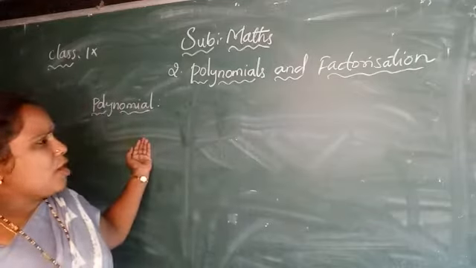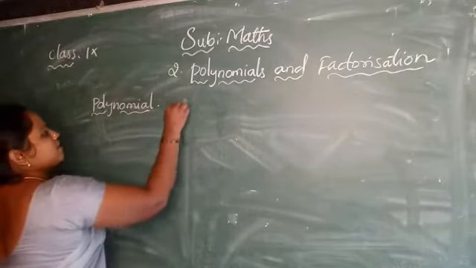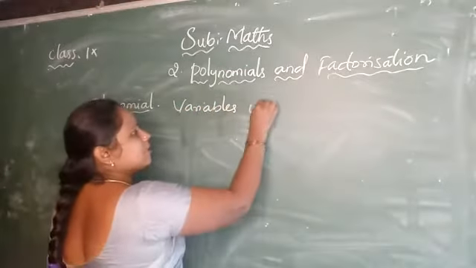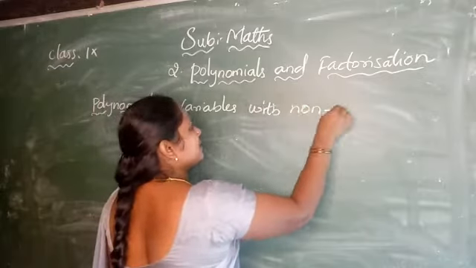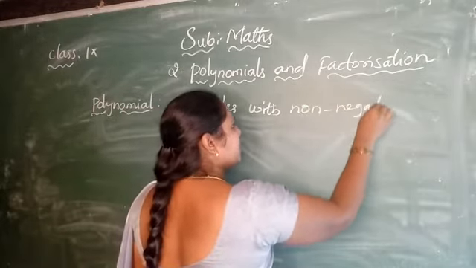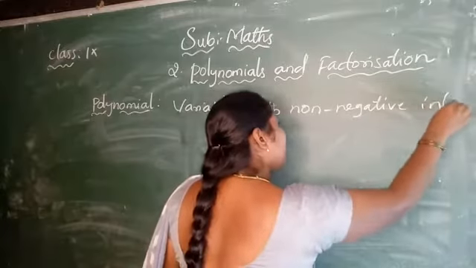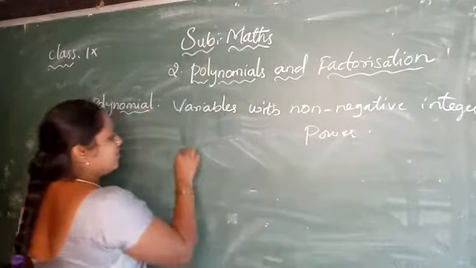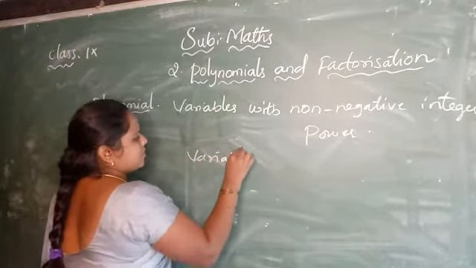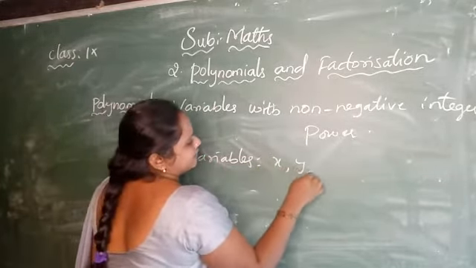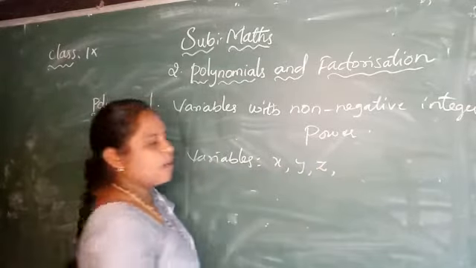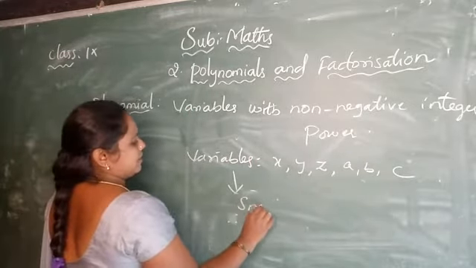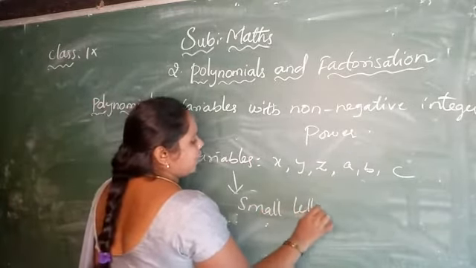A polynomial is nothing but an expression which involves variables with non-negative integer powers. What does involving variables mean? Variables are written as x, y, z. An equation will be written in x, y, z or a, b, c. Variables are always denoted with small letters only.